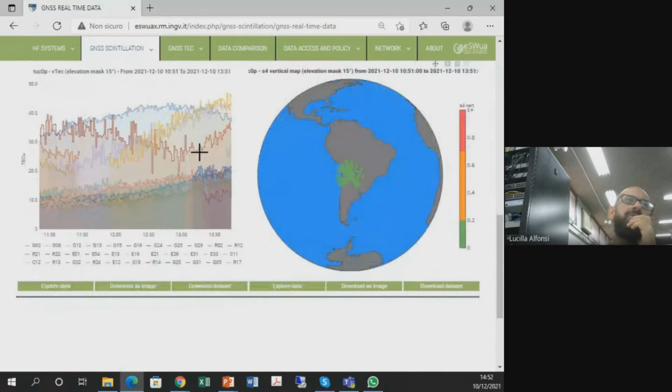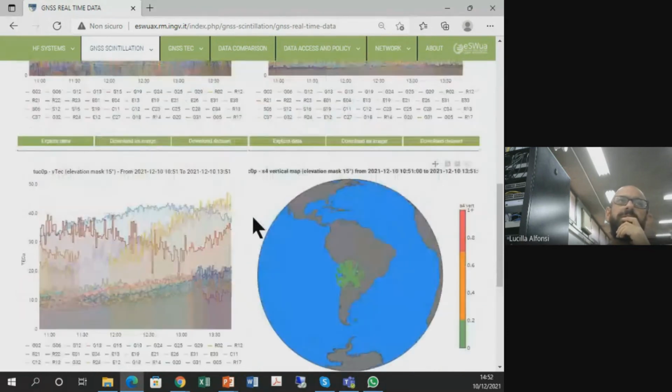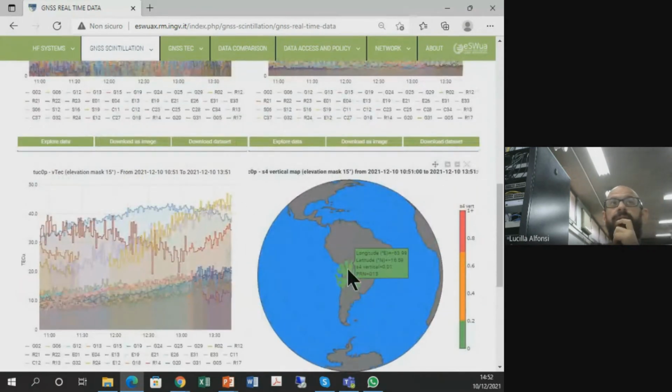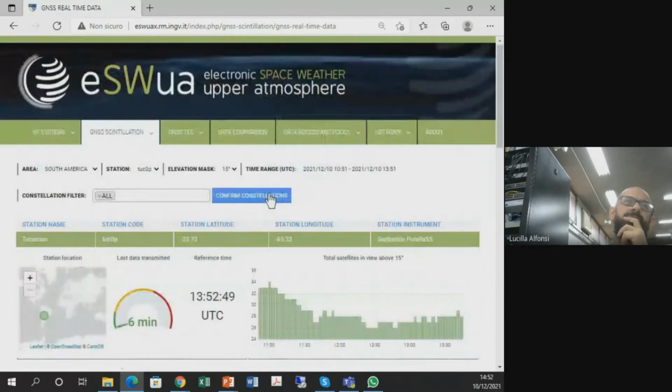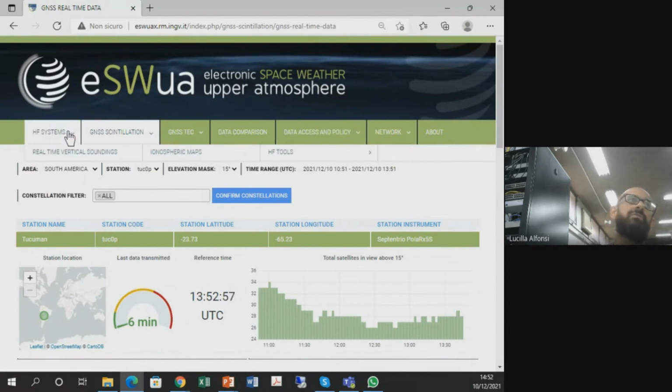And here you have the TEC from the receiver, which is not calibrated, and the representation on the globe of the scintillation data. So quite a complete representation of the scintillation data here. And you can select all the stations, all the periods you want, and so on and so forth.